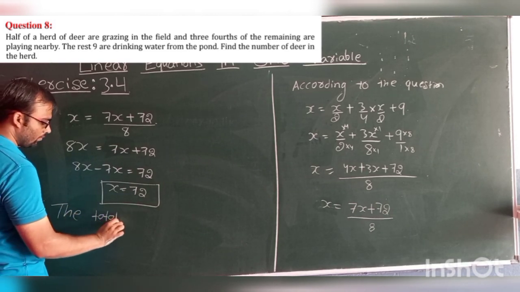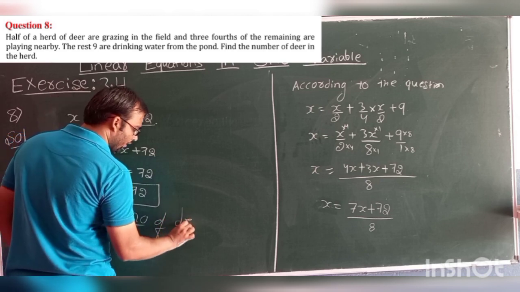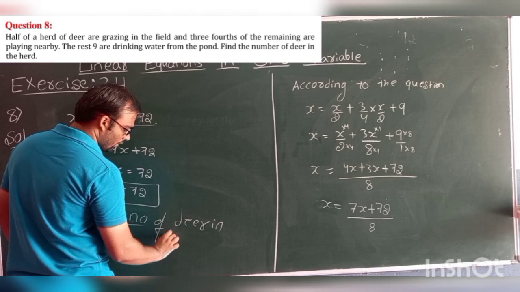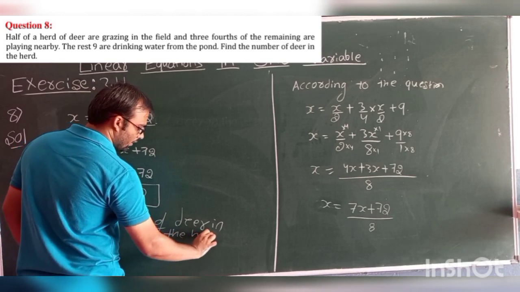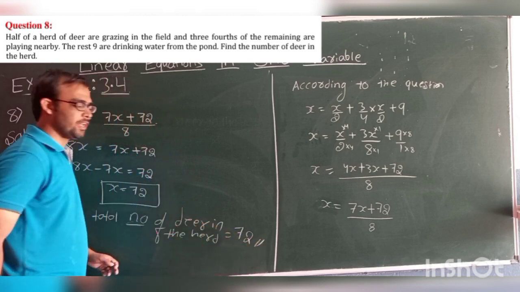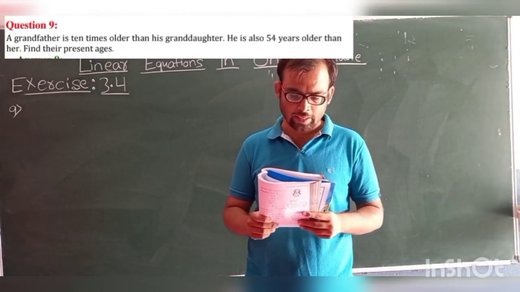Total number of deer in the herd equals to 72. Okay, how many deer are there in the herd, students? That is 72. Students, now look at the ninth question.